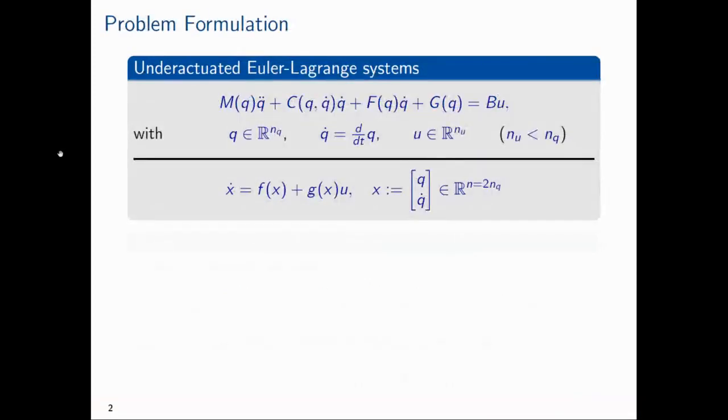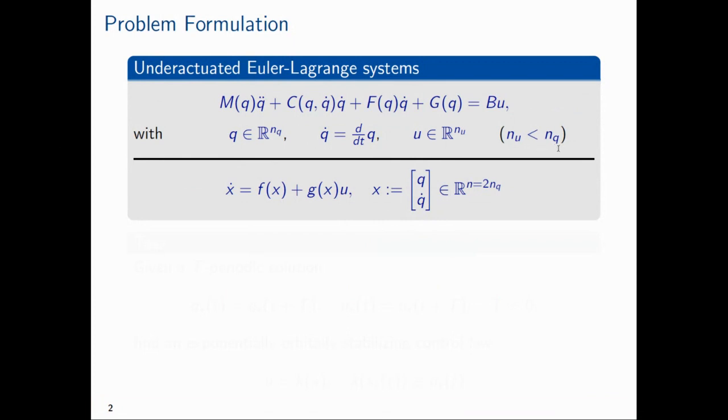So a bit more detailed problem formulation. We consider underactuated Euler-Lagrange systems written on the following form. Here q are the generalized coordinates with n_q degrees of freedom, q dot the generalized velocities, u are our control inputs, and we say that the system is underactuated if we have fewer control inputs than we have degrees of freedom.